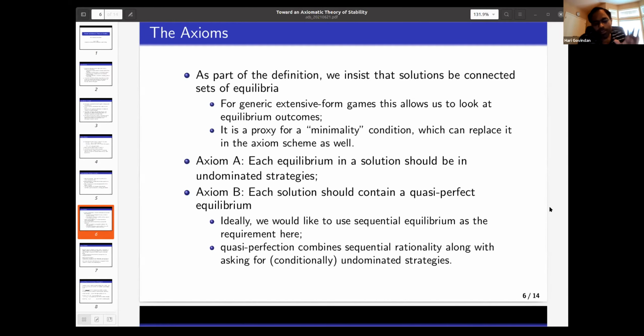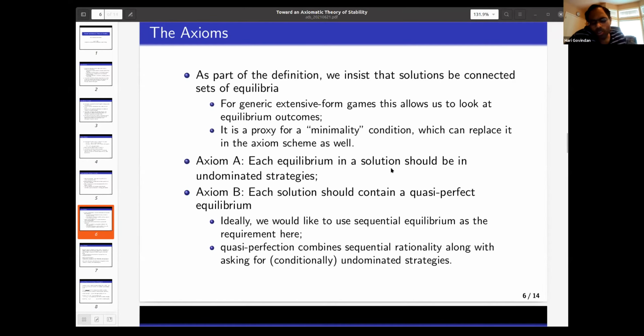Okay, axiom B. It's not the most ideal formulation of the axiom as far as we are concerned, but it's what we have right now. Backward induction should ideally be captured by sequential equilibrium, the Kreps-Wilson notion, but we're unable to make that work as an axiom. So we are using something slightly stronger called quasi-perfection, a concept due to van Damme. It combines sequential rationality with some conditional admissibility. That basically says if you're at an information set, your behavior from then on is also undominated. Okay, it's easier to think of it that way.